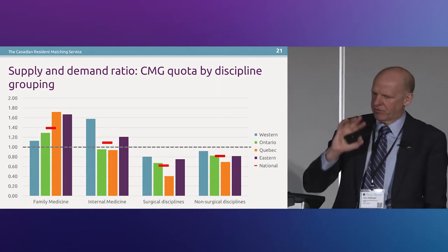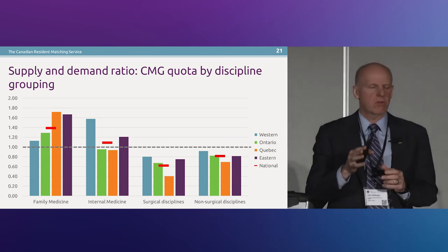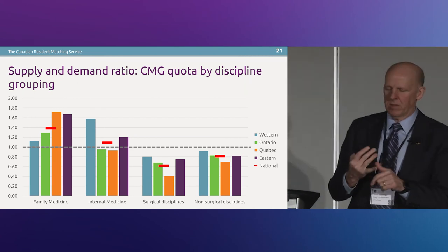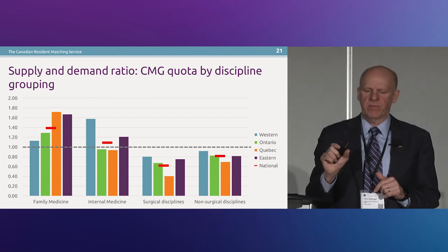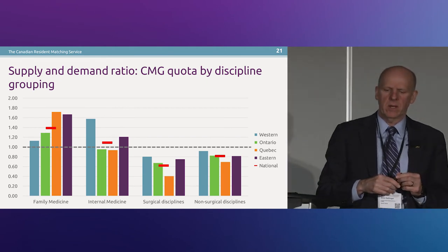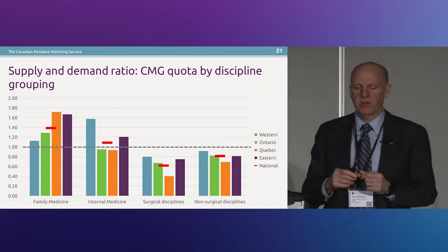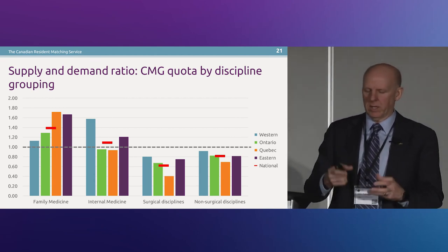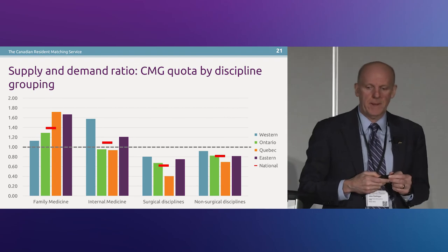So this is a view, again, of those same four categories of what things look like across the country. The blue is Western Canada, the green is Ontario, the orange is Quebec, and the burgundy is Eastern Canada, which is Dal and Memorial. And then the red dash is the national average of the ratio. So this is by discipline cluster. So family medicine, quite a fair variation across the country. Internal medicine, again, a fair variation. Both family medicine and internal medicine this year are more supply than demand in their disciplines, and then surgical and non-surgical, again, lots of variation across the country, but both those groupings have more demand than supply.